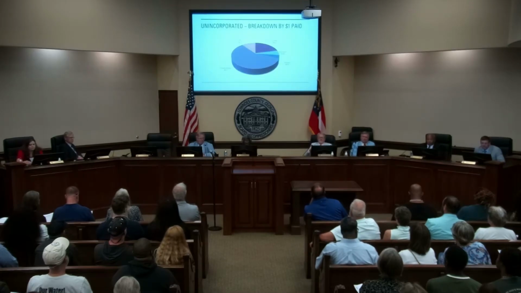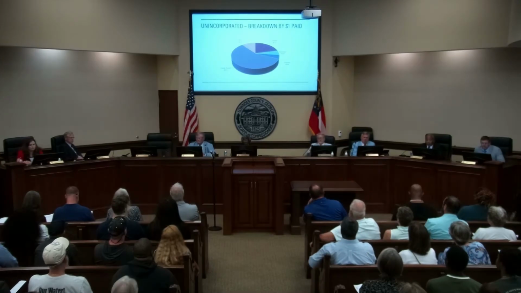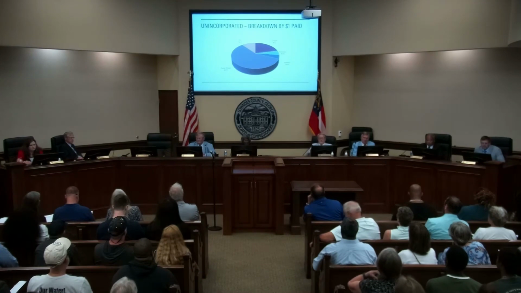If you look at the breakdown, again, this goes back to the unincorporated. For every dollar of taxes that you pay, about 22 cents of that actually comes to Lowndes County. 5 cents goes to the Parks and Recreation Authority, 5 cents to the Industrial Authority, 57 cents to the county school system, and 11 cents to the fire department.